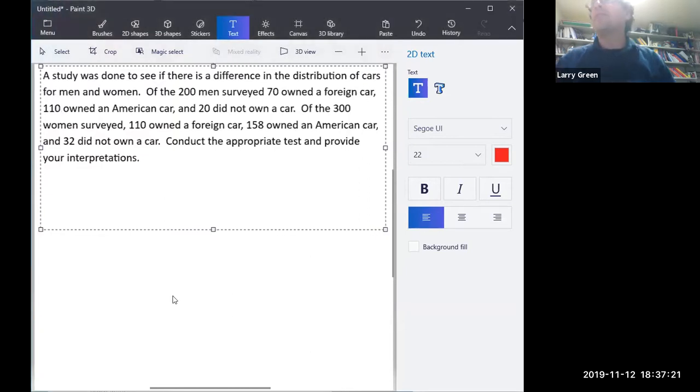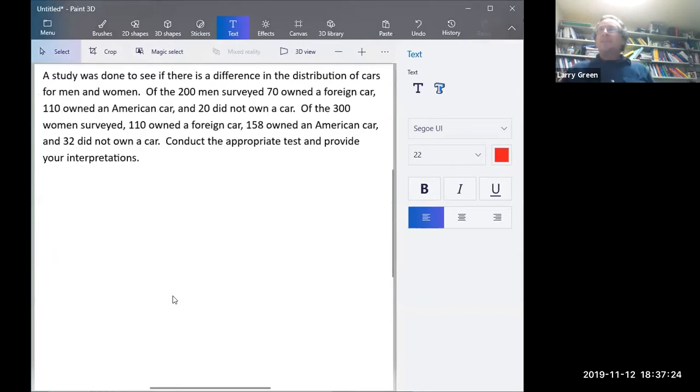Okay, so here's the next question. A study was done to see if there is a difference in the distribution of cars for men and women. Of the 200 men surveyed, 700 owned a foreign car, 110 owned an American car, 20 didn't own a car. Of the 300 women surveyed, 110 owned a foreign car, 158 owned an American car, and 38 didn't own a car. Conduct the appropriate hypothesis test and provide your interpretations.